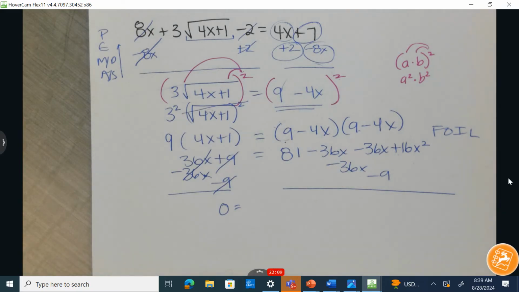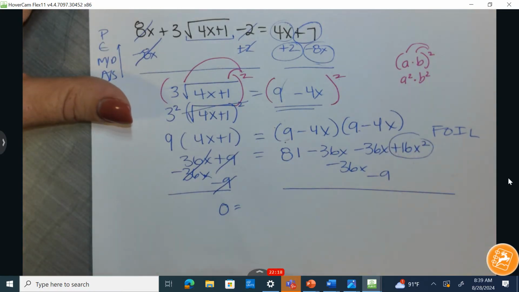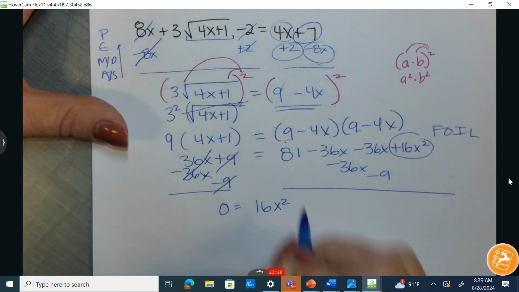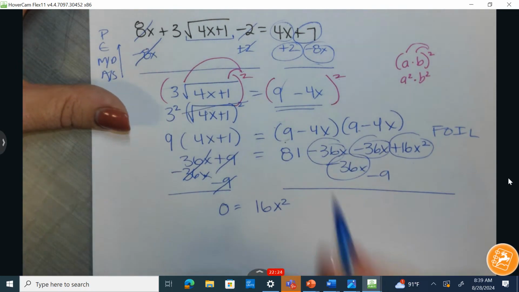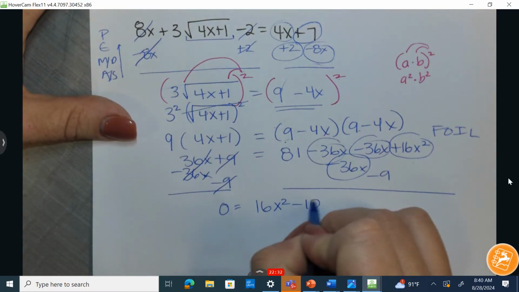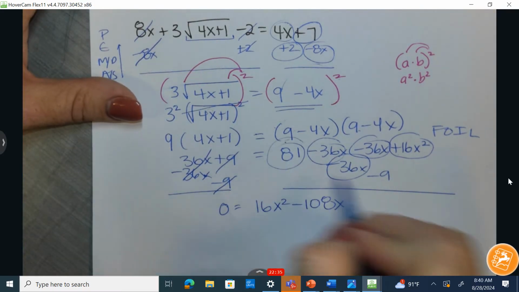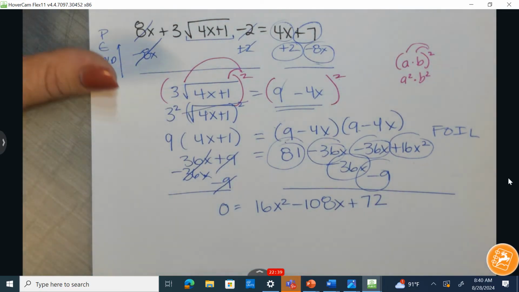And when I rewrite this, I'm going to put it in standard form: some value x squared, some value x, and the constant. There's only one term that has an x squared, that is 16x squared. There are three terms that have an x, so I'm going to take negative 36 times 3 quickly, and I end up with negative 108x. And if I subtract 9 from 81, I have a positive 72.